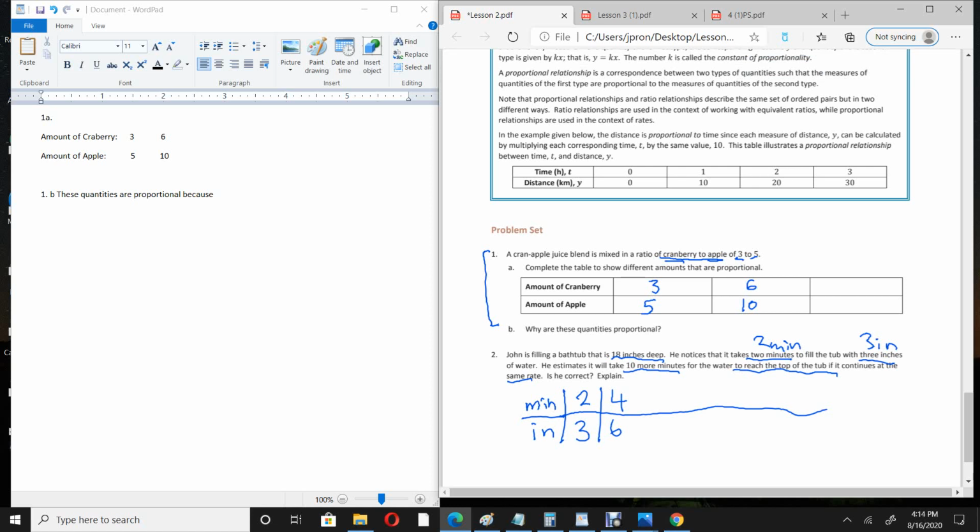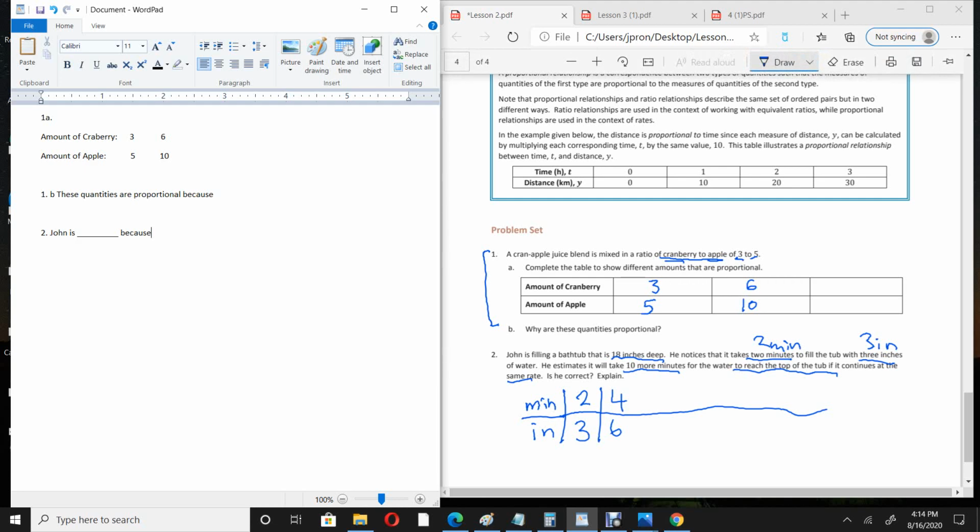Is John's estimation correct? I wouldn't need you to put the table into your response. The only thing I would want from your response would be the response portion of it, right? So where you could set this up is to say, John is blank, correct or incorrect, because, and then give your reasoning. Okay, full sentence, complete thought, all that jazz. Great. 10-point assignment. You got it, guys.